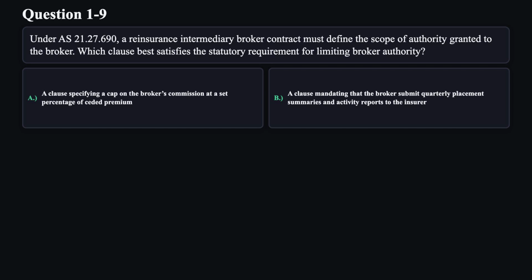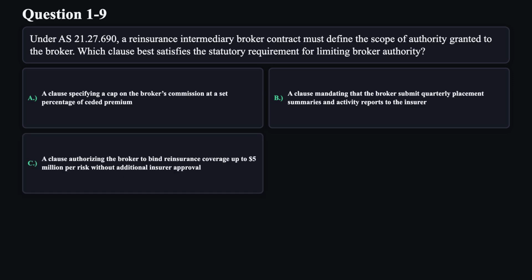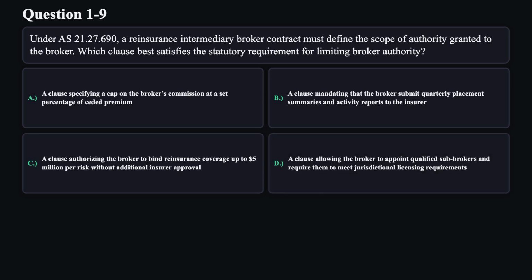B. A clause mandating that the broker submit quarterly placement summaries and activity reports to the insurer. C. A clause authorizing the broker to bind reinsurance coverage up to $5 million per risk without additional insurer approval. D. A clause allowing the broker to appoint qualified sub-brokers and require them to meet jurisdictional licensing requirements.